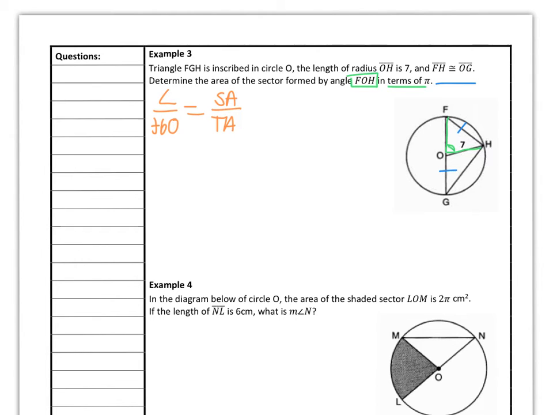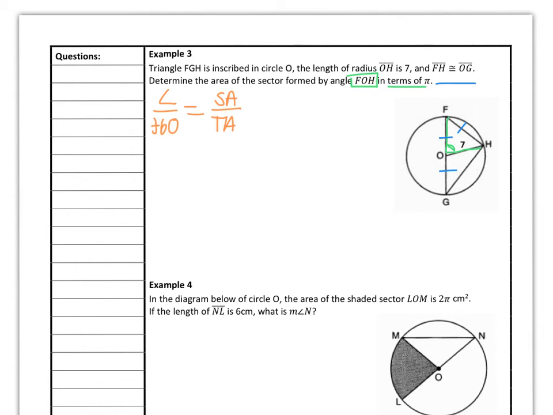All I know right now is that the radius is 7, and they told me that FH is congruent to OG. Well, I'm noticing that OG is a radius because it's coming from the center to the edge. And so is OF. OF is also a radius. And if one radius has a length, it's going to be congruent to the other radius's length. So I'm going to go ahead and mark that. F to O is congruent.